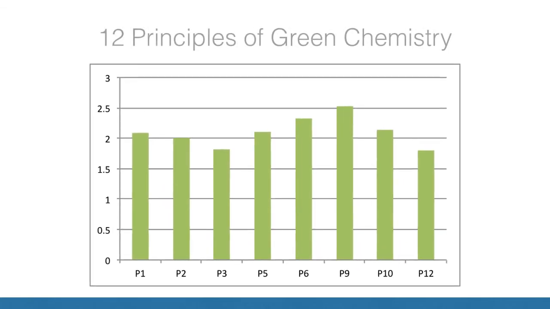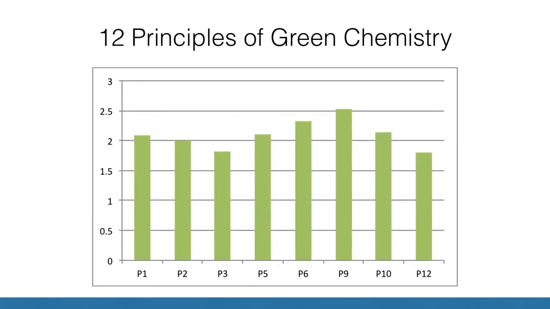I also want to point out scores for each of the 12 principles that we have data for, and point out that Principle 3 and Principle 12 are the lowest scores. Principle 3 has to do with less hazardous chemical synthesis, and P12 has to do with safer chemistry for accident prevention. I think these are two very important principles for green chemistry, and so we should probably think about revamping our labs to increase these scores.